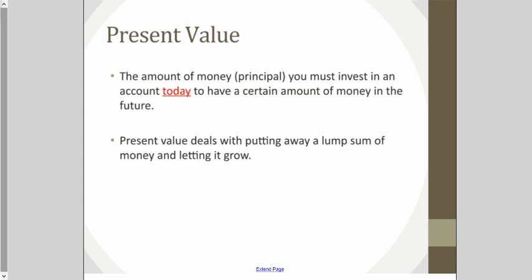There's something called present value. What this means is, if you have a goal in mind, like you want to end up with $1 million 20 years from now, then how much do you have to invest today in order for something to be worth $1 million 20 years from now? That's what's called present value. How much is something worth today in order to be worth a certain amount sometime down the road?